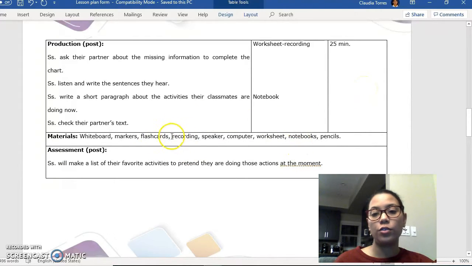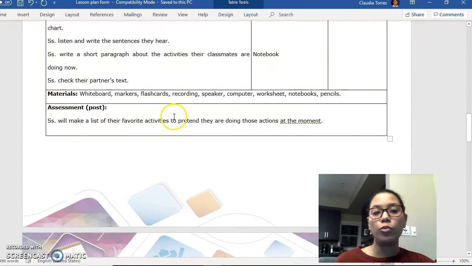So the materials, here you will find some of the materials: whiteboard, markers, flashcards, recording for the listening part. And also speaker, computer, worksheets, notebooks, pencils. And then for homework, or could be a quiz, or an assessment, students will make a list of their favorite activities to pretend they're doing those actions at the moment.